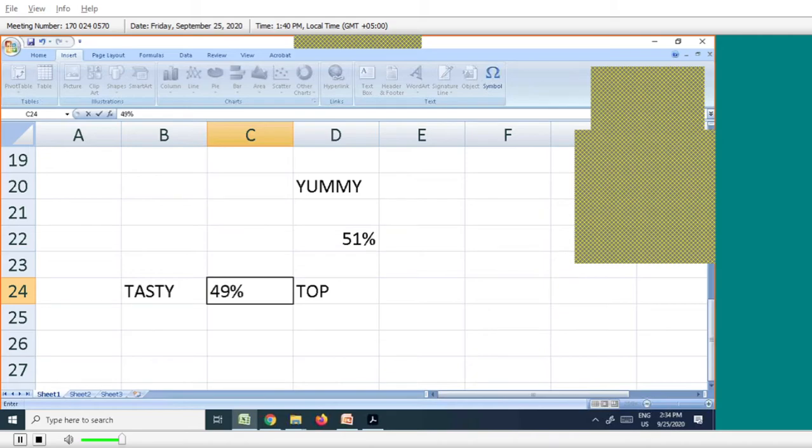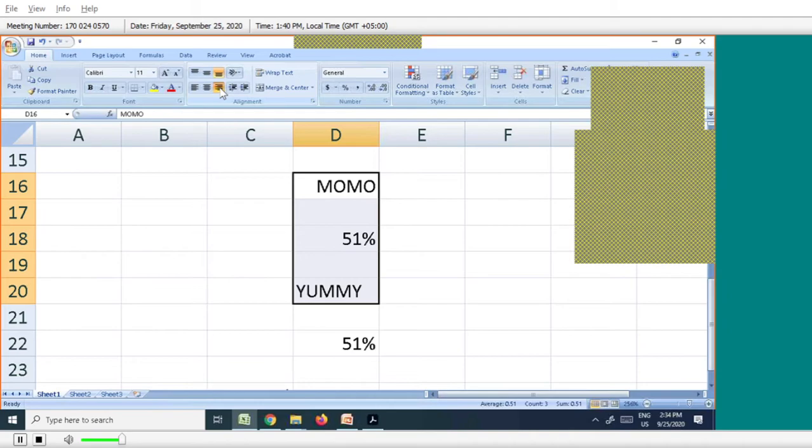Now tell me, Momo versus ME. Related party or not a related party? Related party. By way of control, Momo and ME are related party. Yes, more than 50%. It is a related party by way of control.